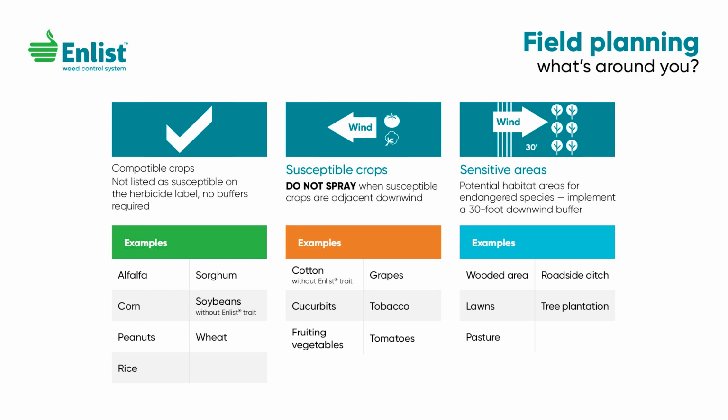Examples of those would be corn, peanuts, rice, grain sorghum or milo, soybeans with or without the Enlist trait, which is significant here in the Mid-South with the number of soybean acres we have, and then wheat as well. So if you've got any of these crops in an adjacent field or potentially surrounding your Enlist field, as long as the wind speed is within the labeled range, you can make an application with the wind blowing in that direction.